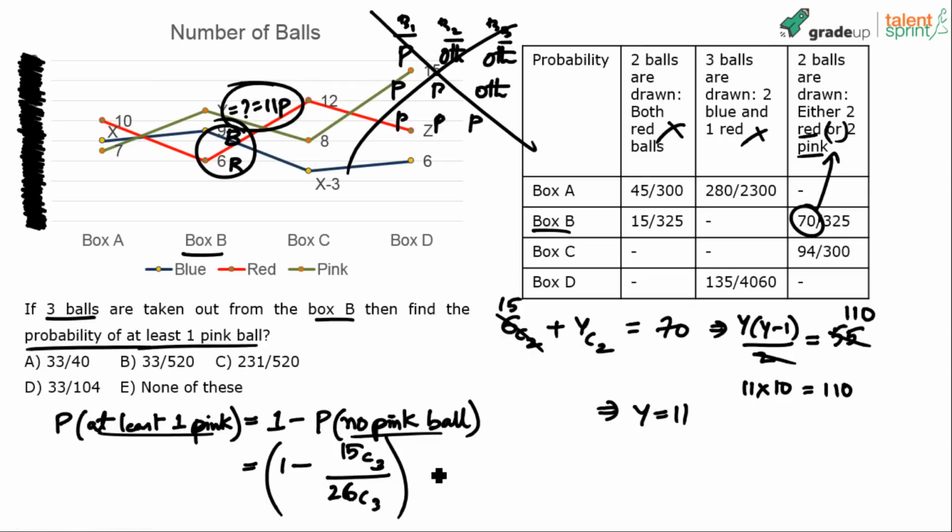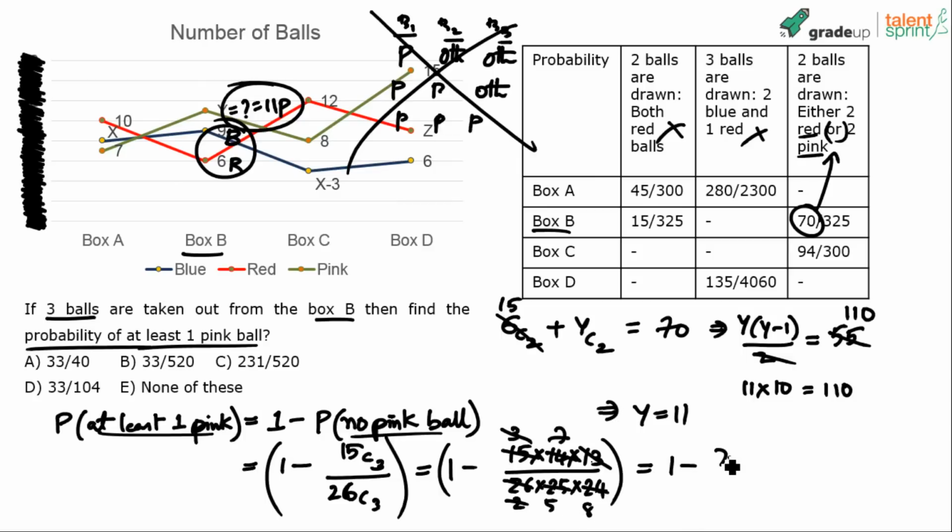Simplify this. So 1 minus 15C3 by 26C3 can be taken as 15 into 14 into 13 divided by 26 into 25 into 24. The 3 into 2 into 1 in the denominators will get cancelled anyway. So 15, 14, 13, 26, 25, 24. So 13 goes 2 times. This is 5 into 3, 5 into 5. This goes 7 times. This goes 8 times. So 7 by 40. 5 into 8 is 40. So it is equal to 1 minus 7 by 40, which is 33 by 40.